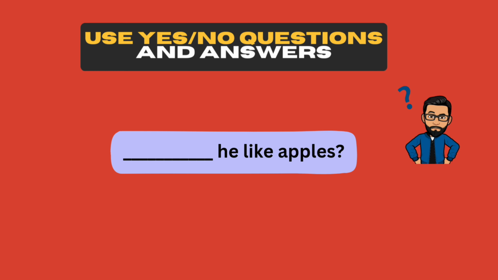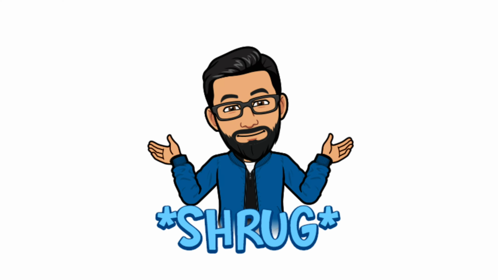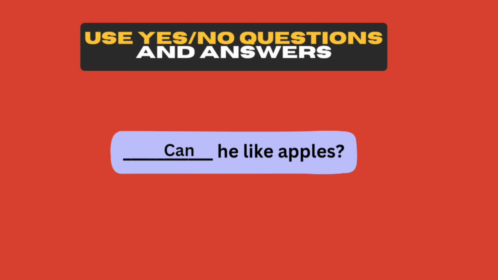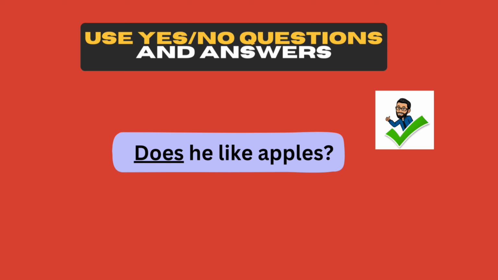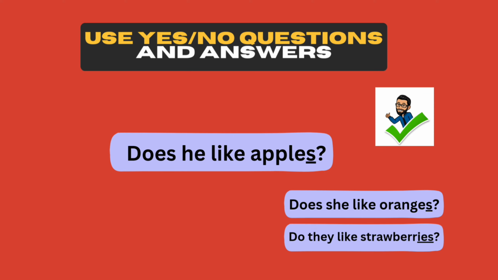He like apples. For a yes-no question. Some of my learners thought the correct answer was, can he like apples? Can he like apples? I'm sure he can if he tried. We use can to talk about ability, and that is not required here. The correct answer is, does he like apples? You have to use the third person form of the question word, so that is does. Does he like apples? Other examples include, does she like oranges?